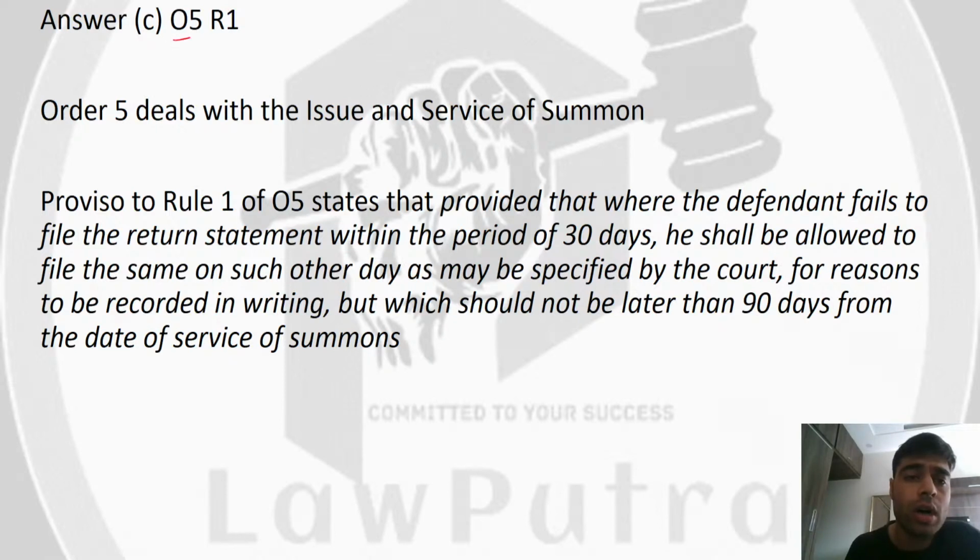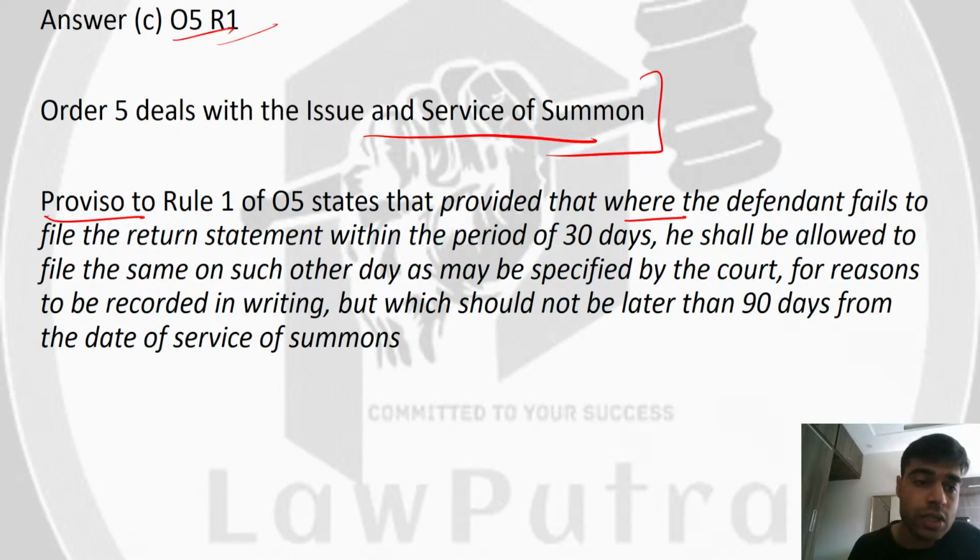This is given under Order 5 Rule 1. Order 5 deals with service of summons, that means sending of summons. The proviso to Order 5 Rule 1 says that where the defendant fails to file the written statement within the period of 30 days, he be allowed to file the same on such other day as may be specified by the court, for reasons to be recorded in writing, but not later than 90 days.